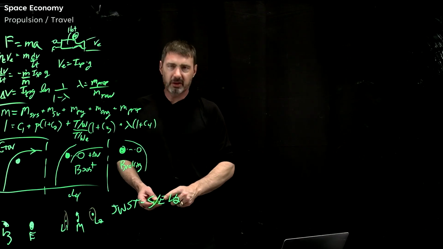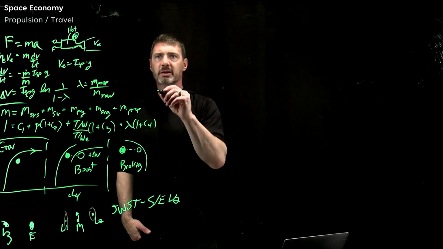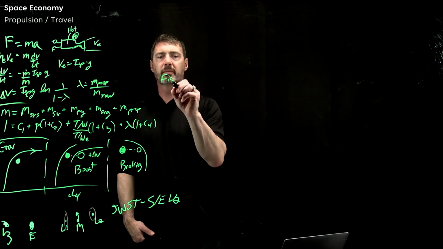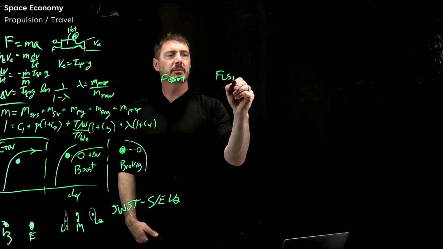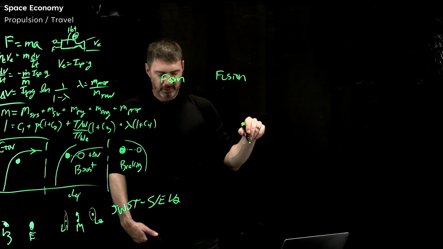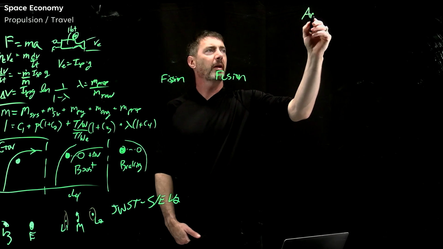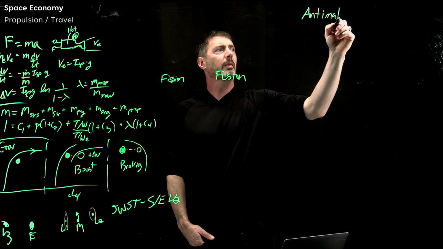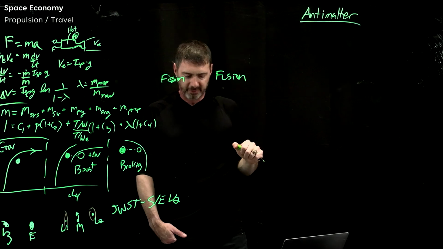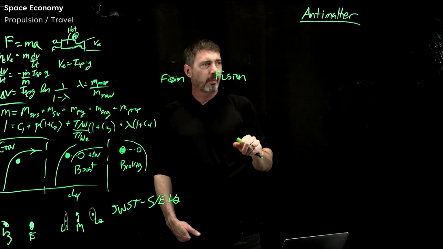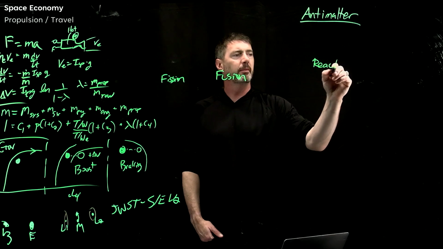So let's talk about the big broad categories, okay? And so the first broad category is fission. And then we'll come back, we'll talk about fusion. And then up here, to give myself a little bit more room, I'm going to talk about antimatter. Right, and these are kind of getting more and more advanced. And then I'm going to talk about reactionless as well.